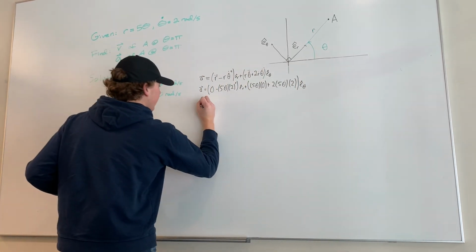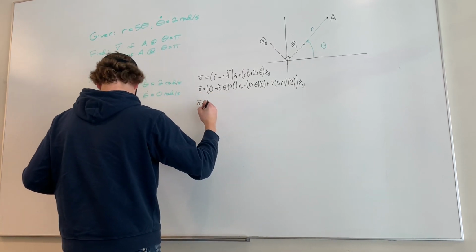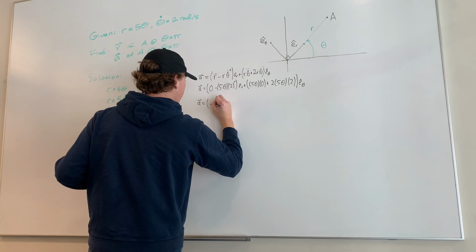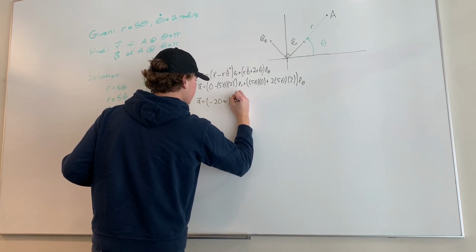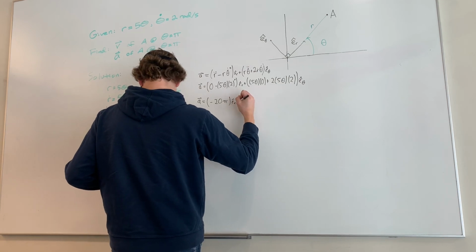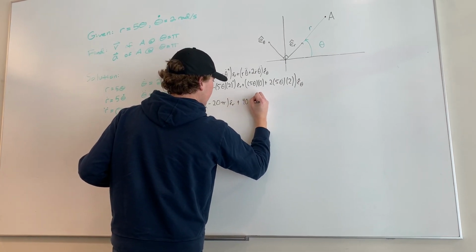Through some simplification, your final answer is going to be negative 20 pi in the e r hat direction plus 40 in the e theta hat direction.